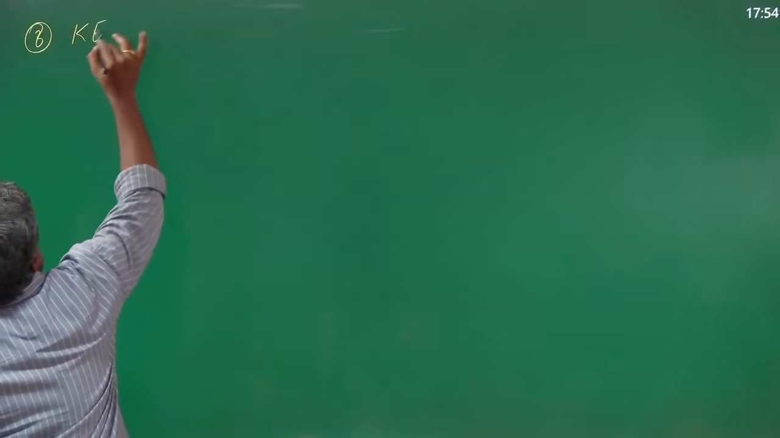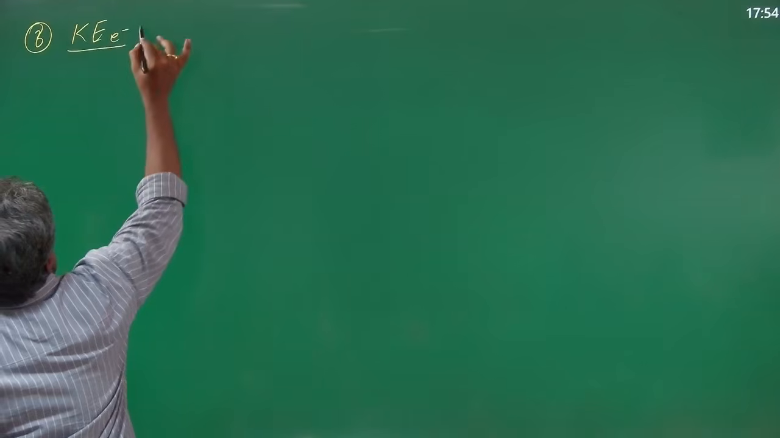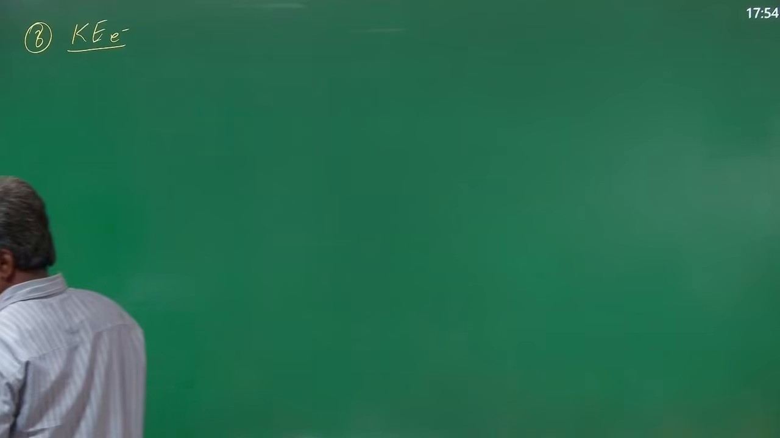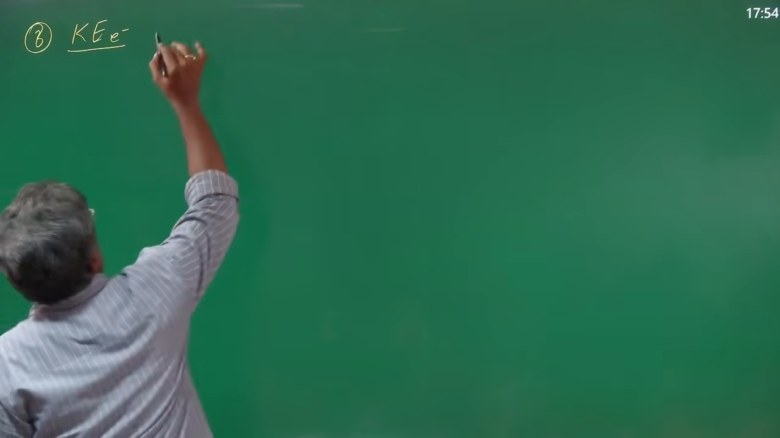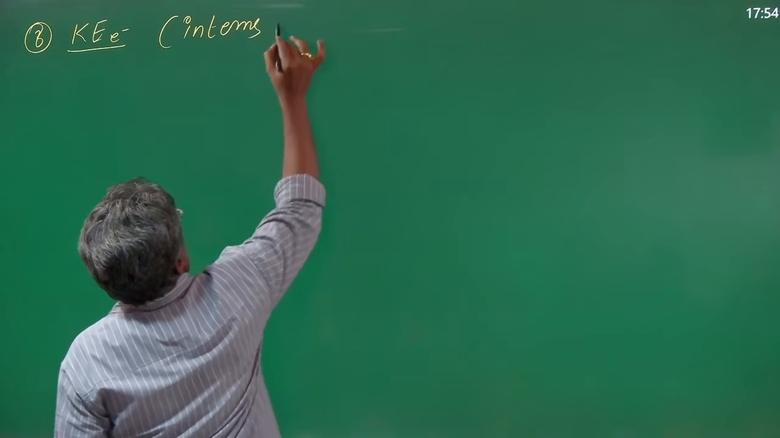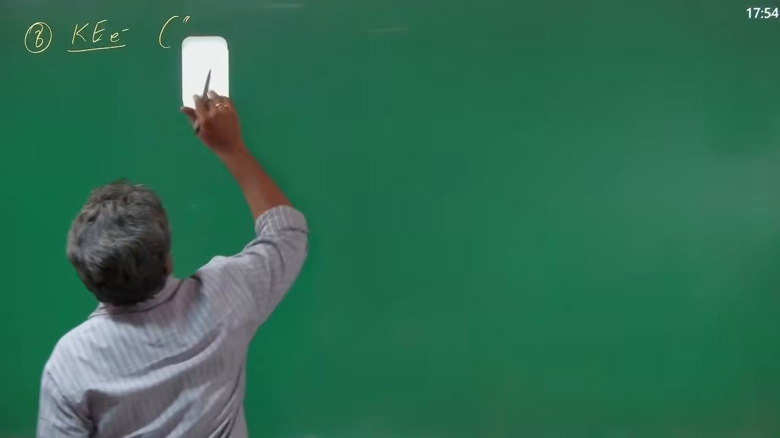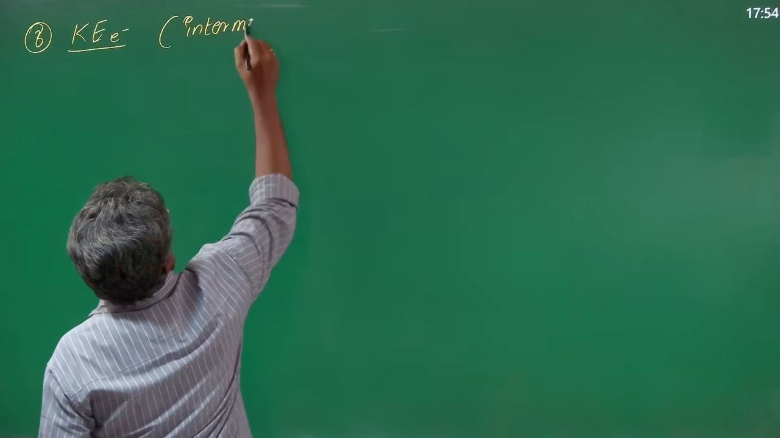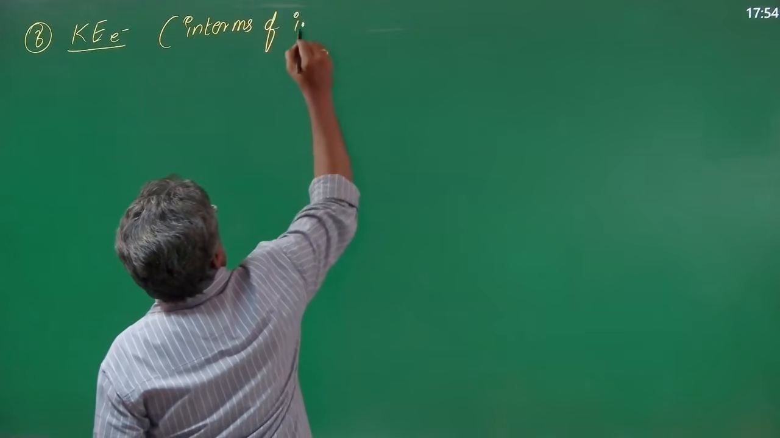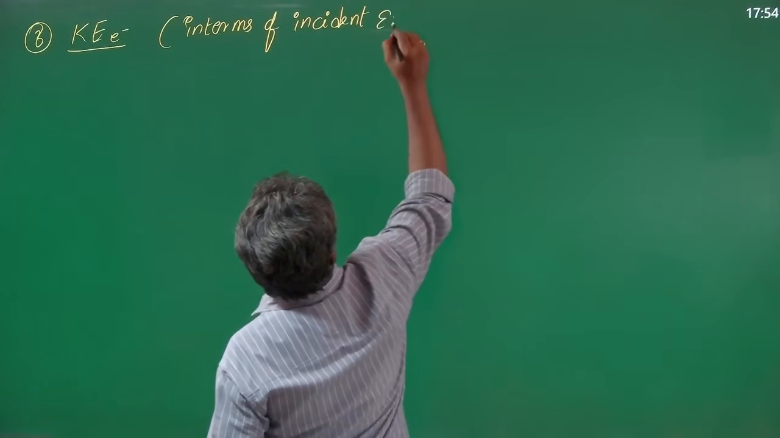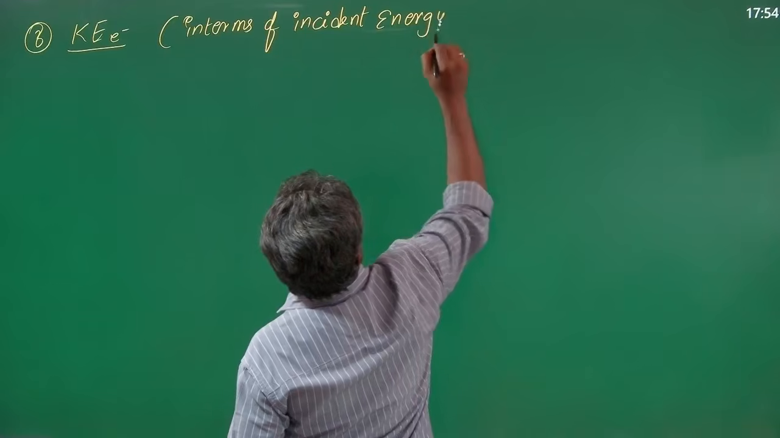Third one, kinetic energy of electron. We can do it in 2 ways. I will tell you first what you have to do, because sometimes we need both the expressions. So this is the kinetic energy of electron in terms of incident energy.